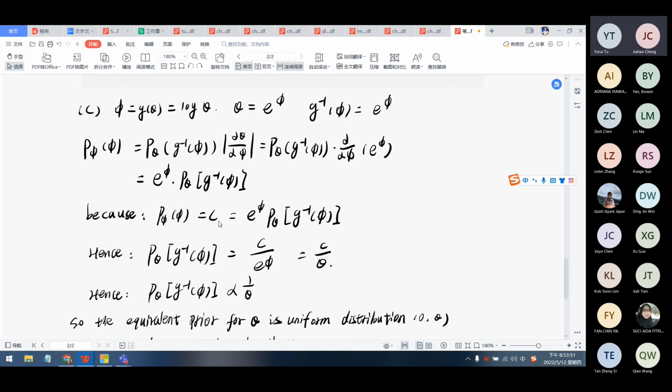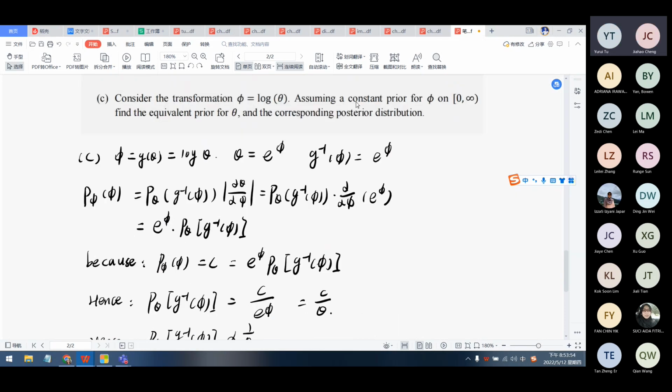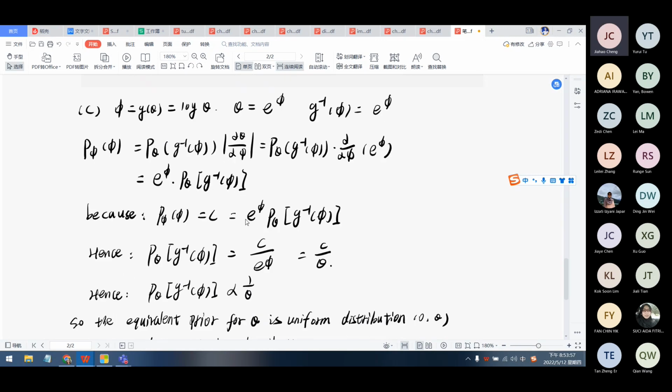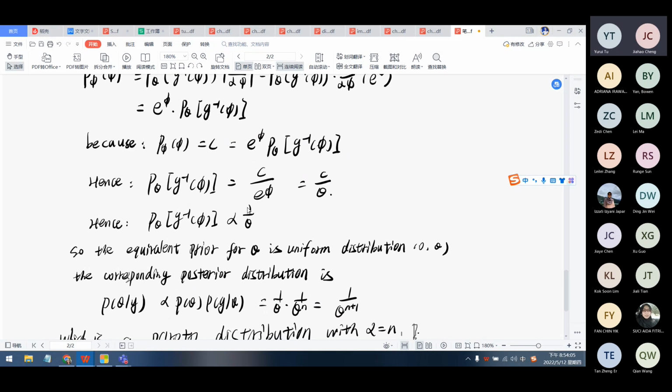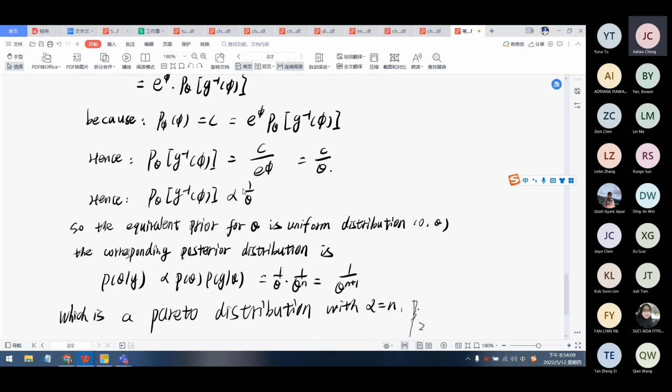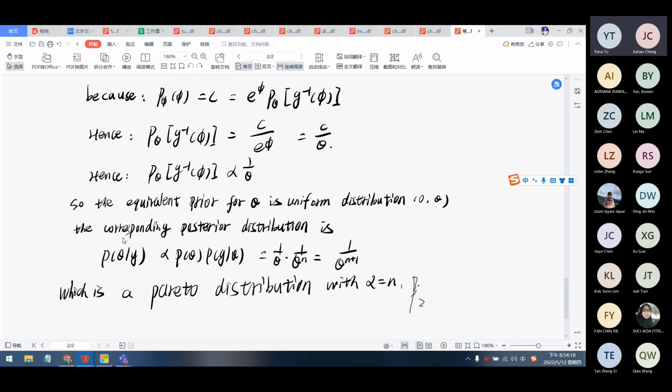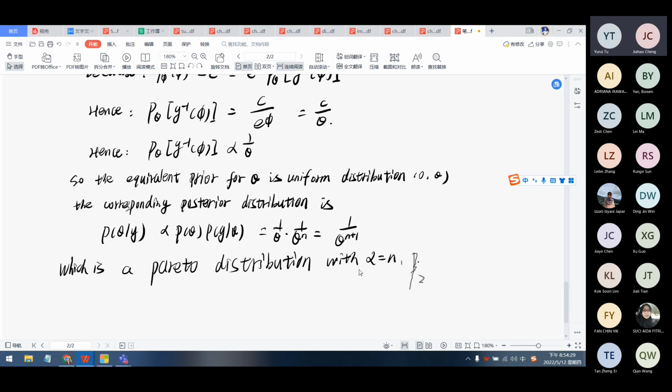Because p(phi) is equal to this, and also equal to this for this function, we can get this, and then we have this. So the equivalent prior for theta is a uniform distribution from 0 to theta. The corresponding posterior distribution is this, which is a Pareto distribution with alpha equal to n and beta 2.